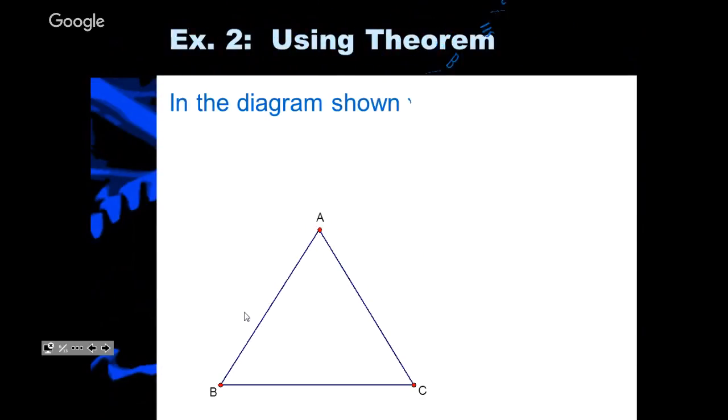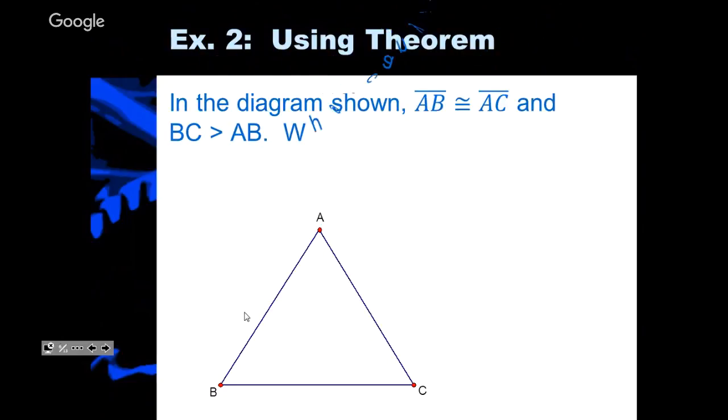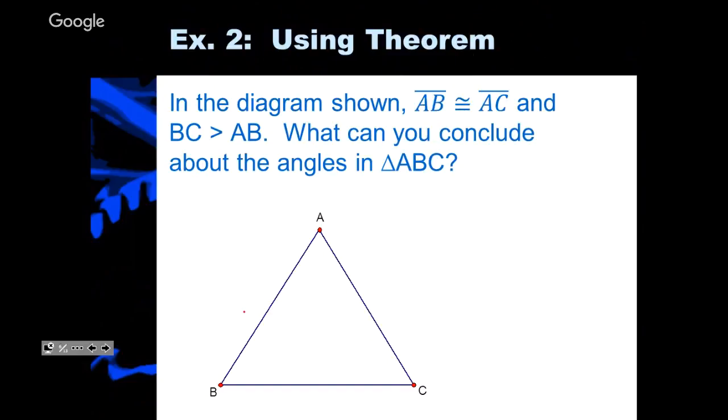So I give you something like this. In the diagram shown, AB is congruent to AC and BC is bigger than AB. What can we conclude about the angles in ABC? Well, one of the great things about this is you mark up your diagram. We know that AB and AC are congruent. So what does that tell us?